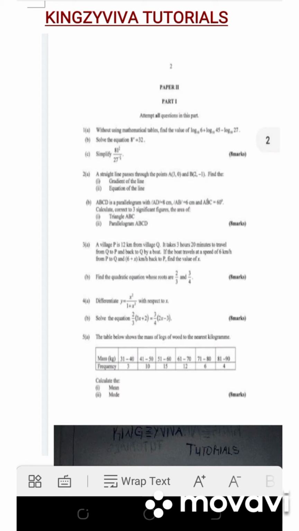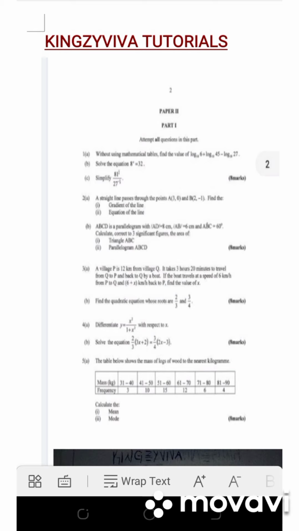As I said, we'll be taking some wire questions today, and this is NECO, which was written, I think, yesterday. Yes, yesterday. This is 2021. So I will take question 1 and question 2 because of time.